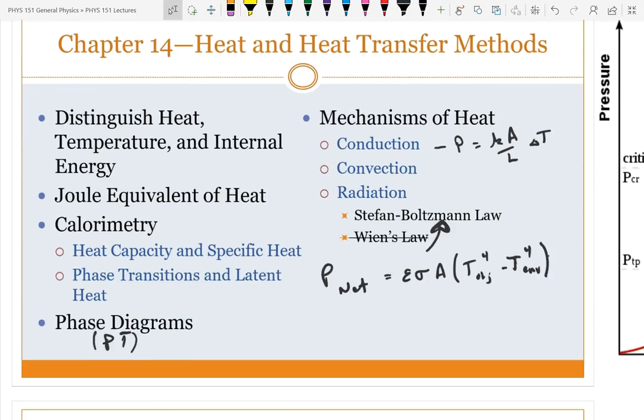Chapter 14, heat and heat transfer methods. Make sure you can distinguish between heat, temperature, and internal energy. What are the units of heat? Joules, or a non-SI unit that we use a lot? Calories. Somebody said kcal. Sure, that's still calories. That's kilocalories. I'm happy. So those are units of energy.